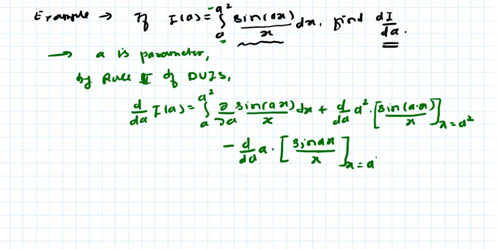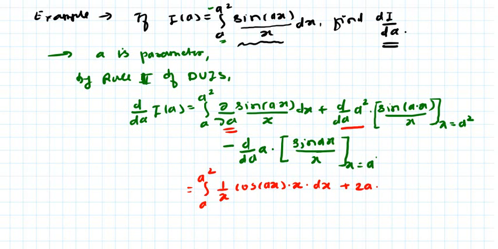Okay, so we will try and solve this. So d by da of sine of ax upon x means to differentiate sine of ax partially with respect to a, means x is treated as constant. So obviously this will be the integral from a to a square, 1 by x will be constant, and the derivative of sine ax with respect to a is cos ax into the constant x, dx, plus the derivative of a square with respect to a is twice a, and in this term also replace x by a square.